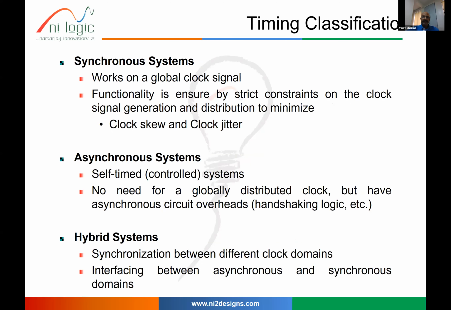So let's first classify the systems. Generally there are three types of systems. Basically two: synchronous and asynchronous systems. The third is the hybrid of both.